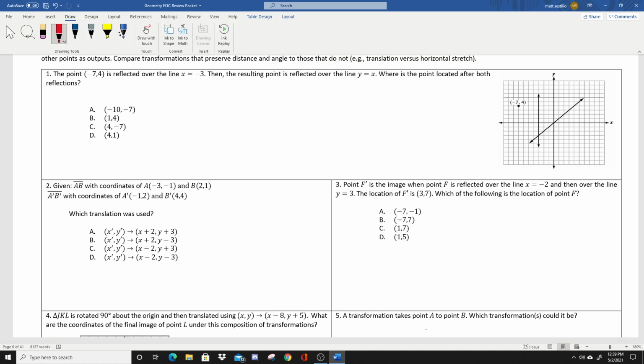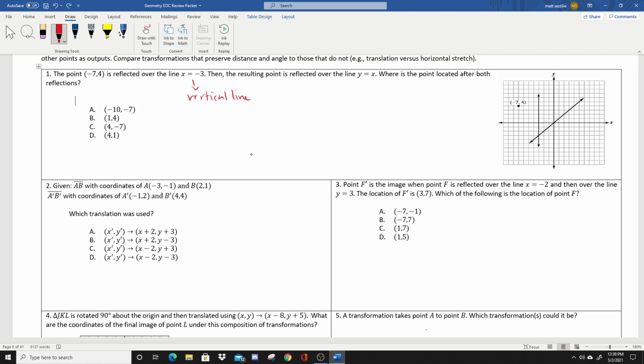Okay, page 2. It says the point (-7, 4) is reflected over the line x equals -3. So we got it right here already. Don't know if you knew this, but x equals is a vertical line. y equals would be a horizontal line.